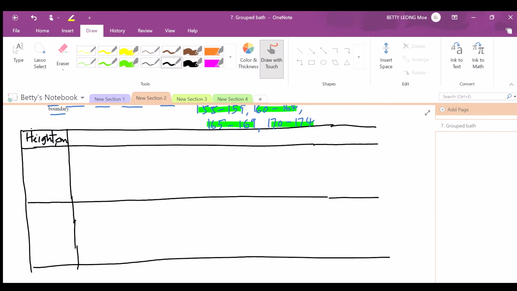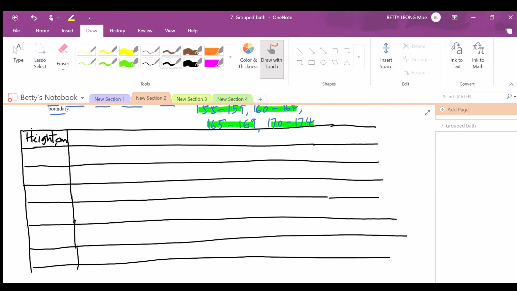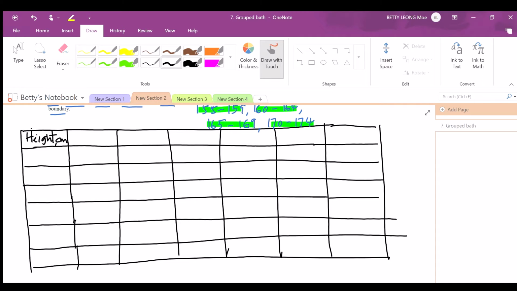Okay, so I'll divide this into 6 classes, 6 rows. The first one, you just write it back. Before that, this will be the frequency, and then the lower limit, the upper limit, the midpoint, and then the lower and upper boundary. So we write it here, the frequency.